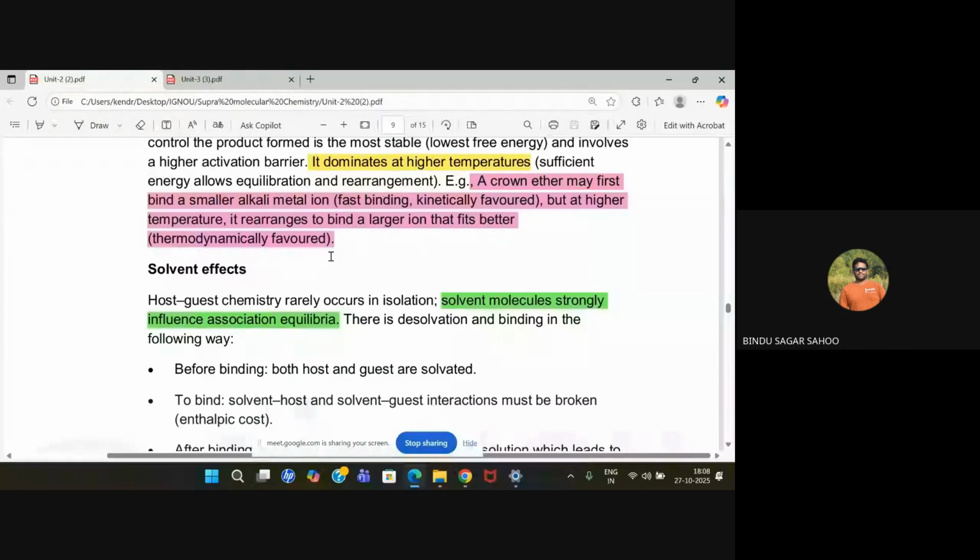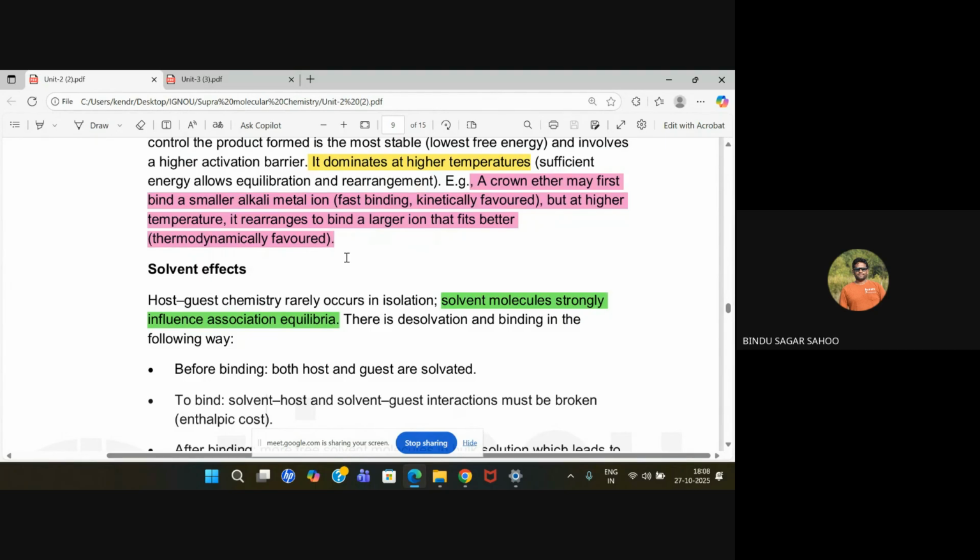Thermodynamic stability of the complexes. Now we'll discuss the solvent effects. What is the role of the solvent in supramolecular chemistry? Particularly when host and guest molecules associate, an equilibrium process arises. This is called association equilibrium.